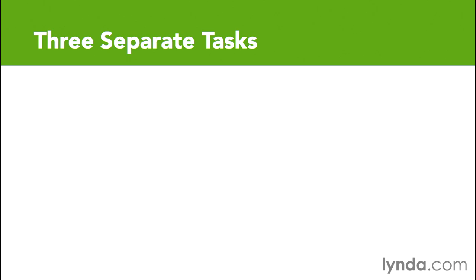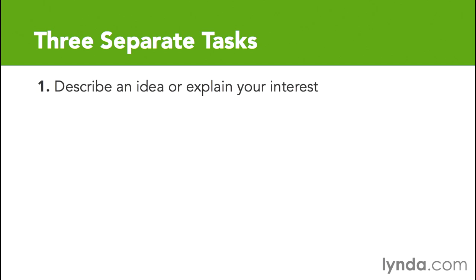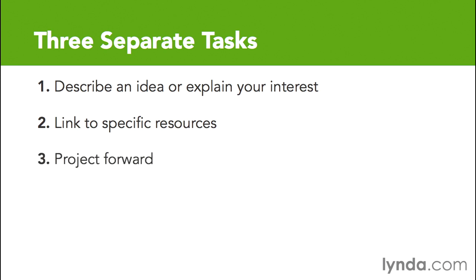When you break this prompt down, it actually involves 3 separate tasks, each rooted in different aspects of your life and experience. The first part of the prompt requires you to describe an idea or explain your interest in engineering. The second part of the prompt asks you to link this idea or your interest to specific resources at Cornell that could help you to realize your goal. The third part of the prompt urges you to project forward and anticipate where you think an engineering degree from Cornell could take you.